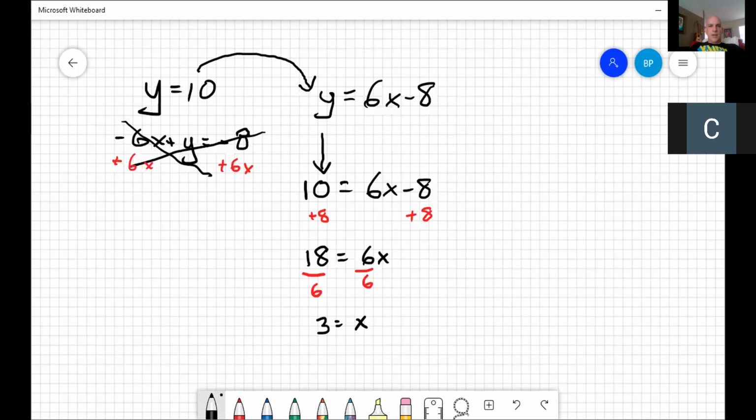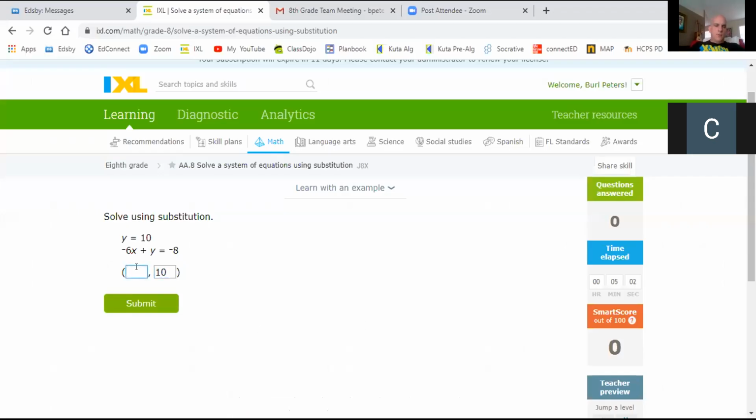So the solution that I want, again, the solution is always that coordinate value of where those lines would cross. So we already put in the 10 on IXL for the y. Now we know that x is 3. All right, so a little bit of work on that to get it into slope-intercept first, and then solve the equation from there. All right, so let's switch back over to IXL and put in that answer. All right, so that x is going to equal 3.